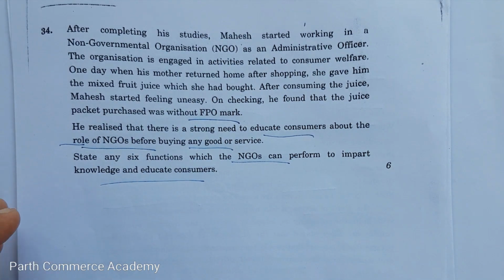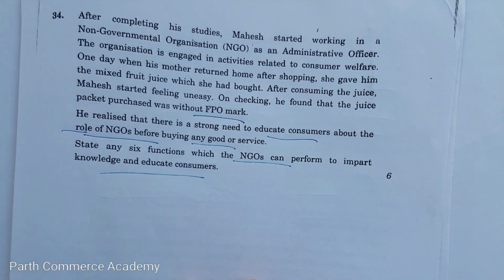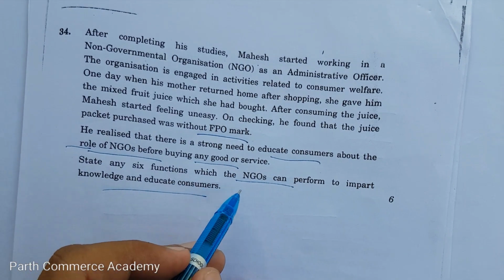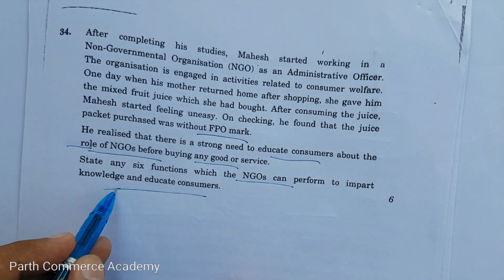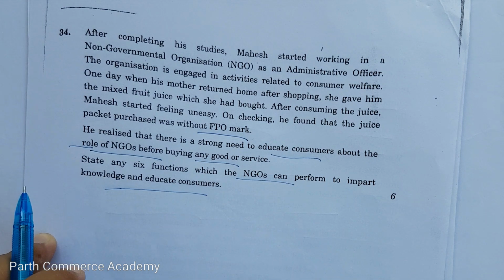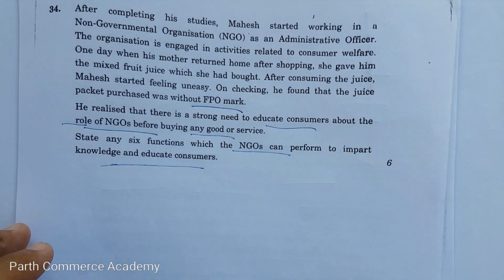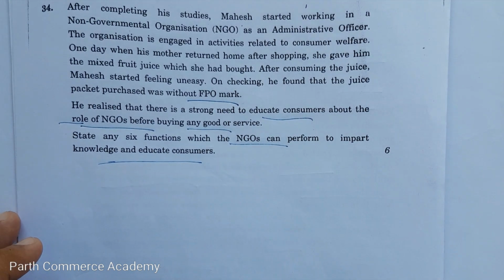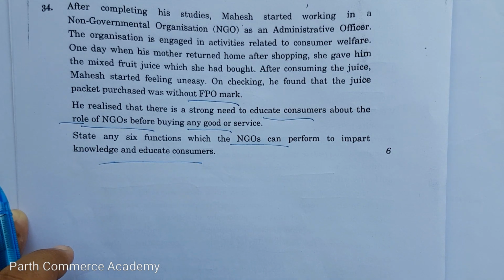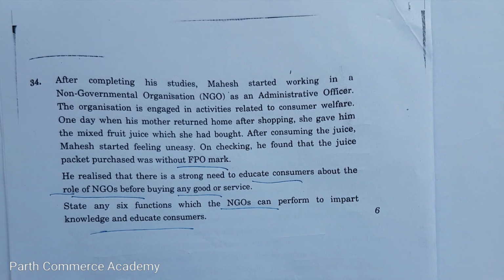So here it is like a direct question only. We don't have to discuss on this, because the direct question here asks, state any 6 functions which NGO can perform to impart knowledge and educate customers. So you can explain the functions of how the NGO can contribute in consumer awareness. Well, they can arrange a seminar or workshop. They can encourage consumers to protest. They can file cases on behalf of consumers. So these are things you can read in books also.